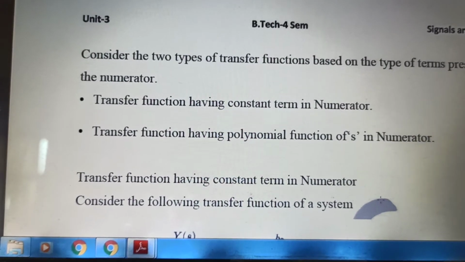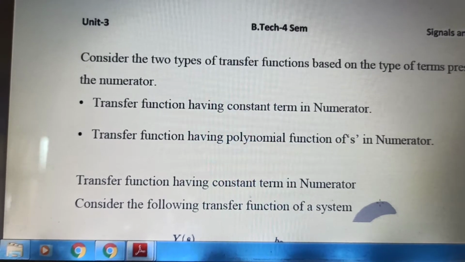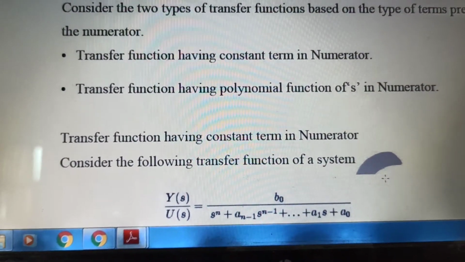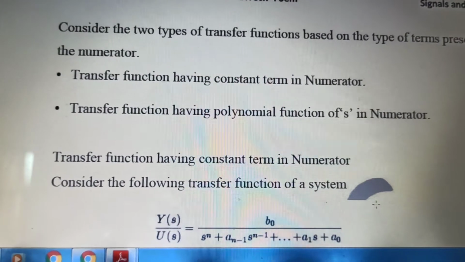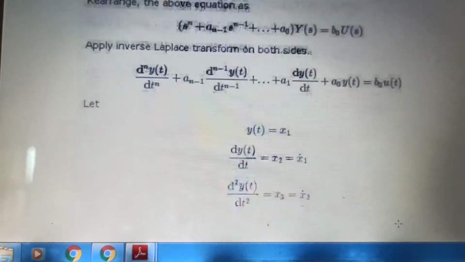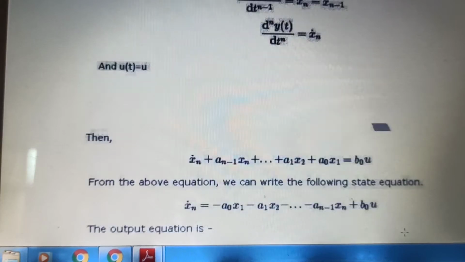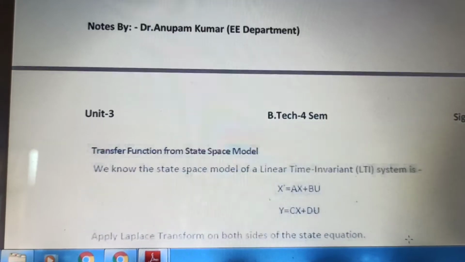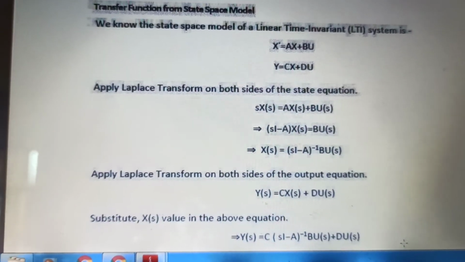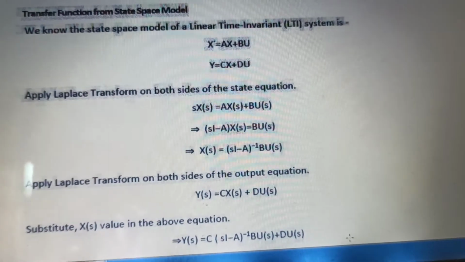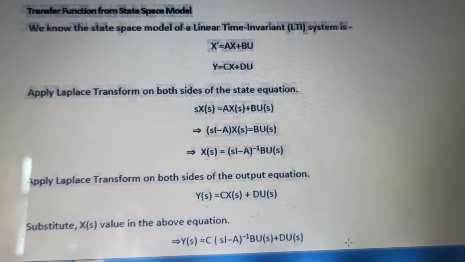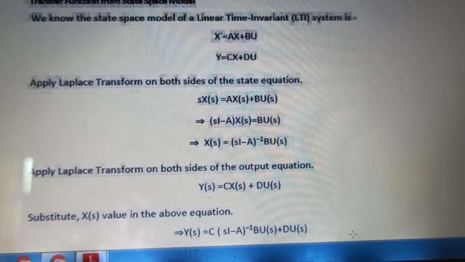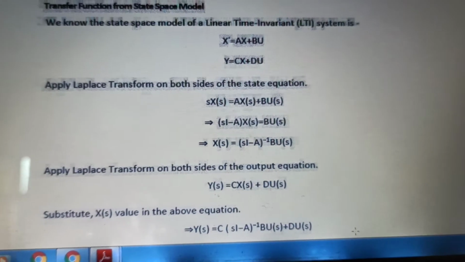Now we will consider a transfer function model. That is, a transfer function having constant numerator. A transfer function can have a constant numerator, and a polynomial function of s in the denominator. So before going into this, I would like to shed some light on the state transition matrix. You can obtain the state transition matrix by doing this. If (sI minus A) inverse is obtained from the transfer function model, then we will get X(s) equals (sI minus A) inverse B U(s), where (sI minus A) inverse is the state transition matrix.